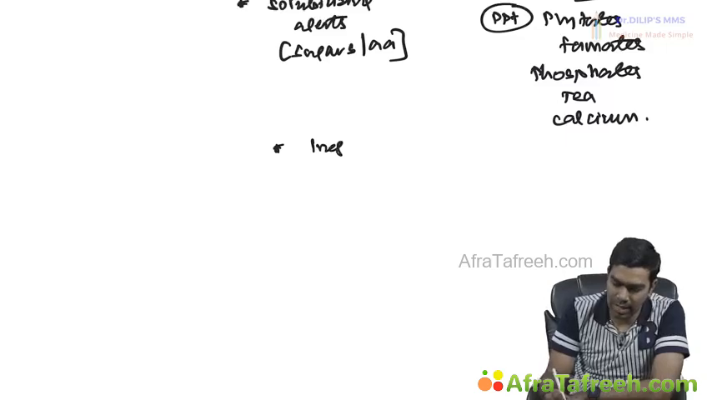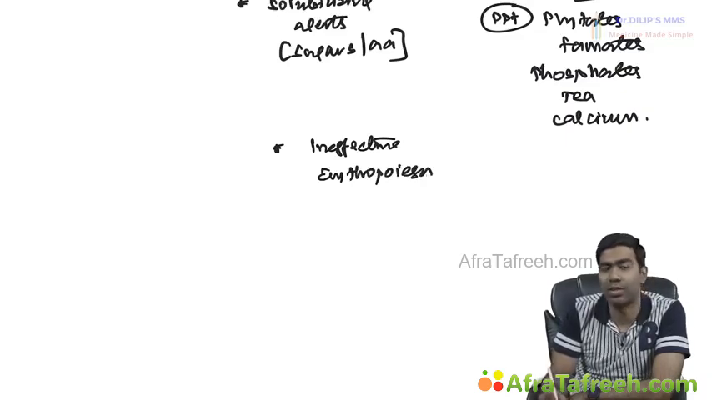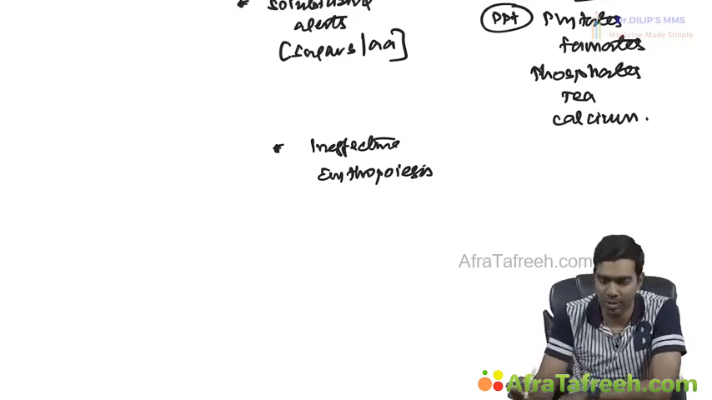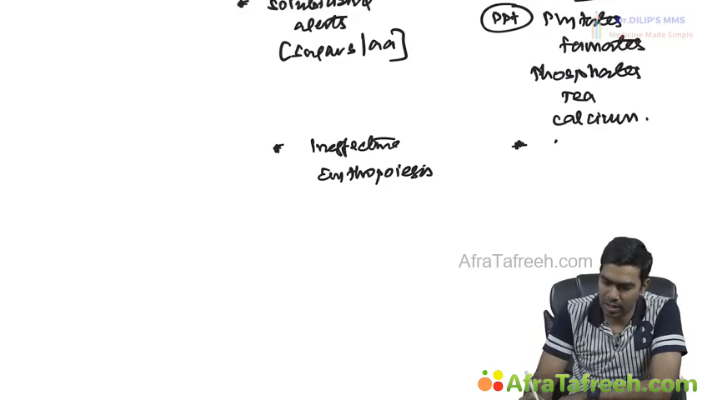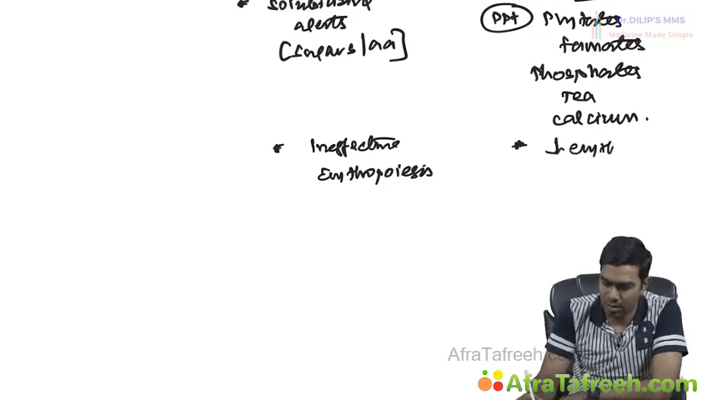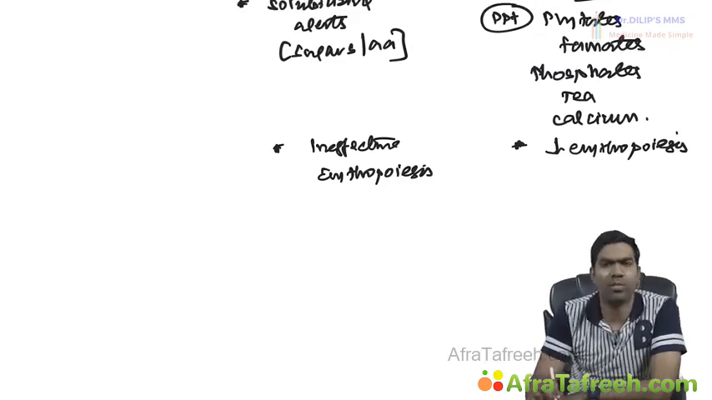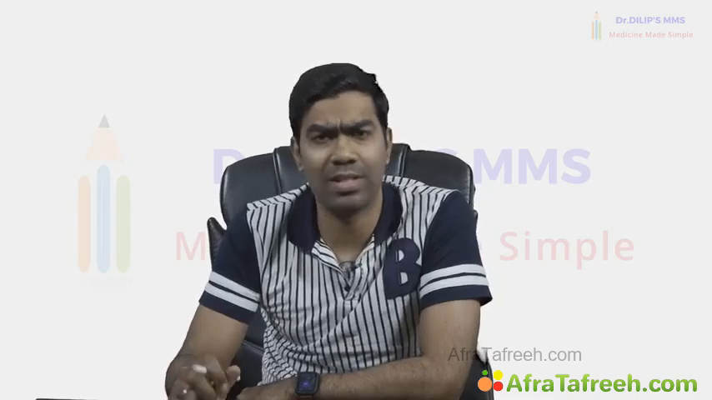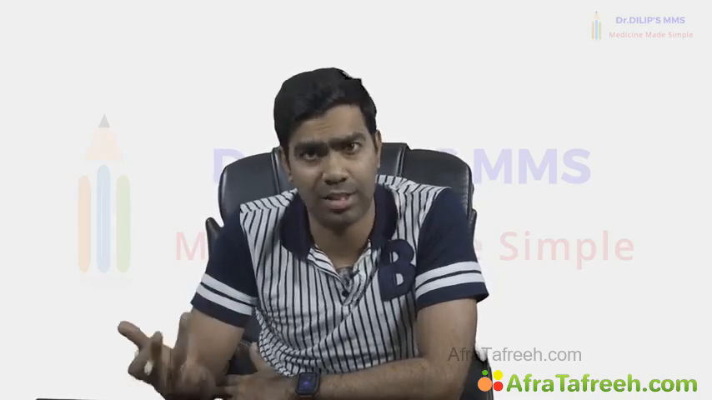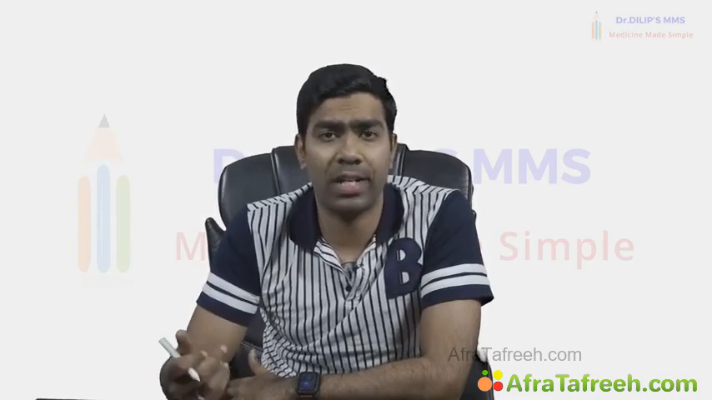Then you have ineffective erythropoiesis, which can increase iron absorption due to many different principles which we are going to discuss later in the thalassemia section. And you might have reduced erythropoiesis. So many people might get confused: what do you mean by ineffective erythropoiesis and reduced erythropoiesis? Ineffective erythropoiesis means erythropoiesis is happening, it might even be accelerated, but it is ineffective.